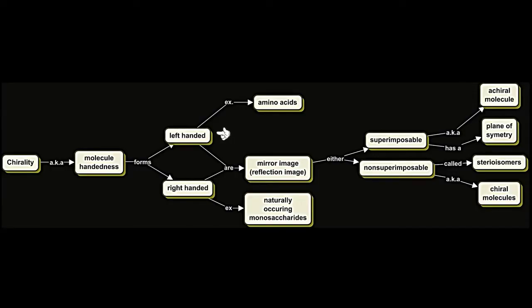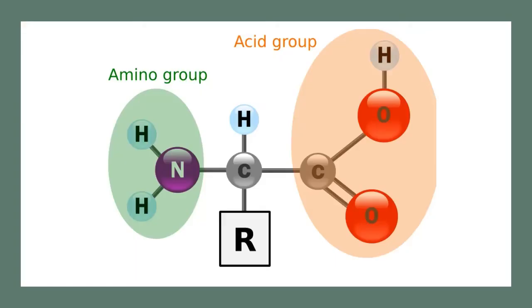Chirality forms or represents the left-handed molecule, and these left-handed molecules are usually the amino acids. Look at the compound. This is an amino acid. Look at the amino group in this compound. It is situated in the left side of the chiral molecule.